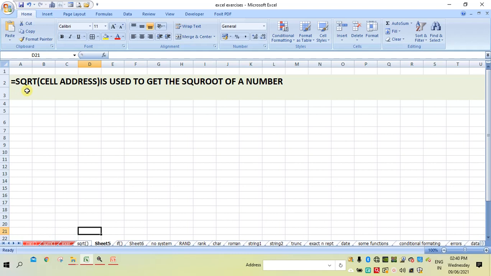This is the square root function. This function is used to find the square root of a number. The syntax is equal to SQRT in brackets the cell address. So let us find the square root of a number.